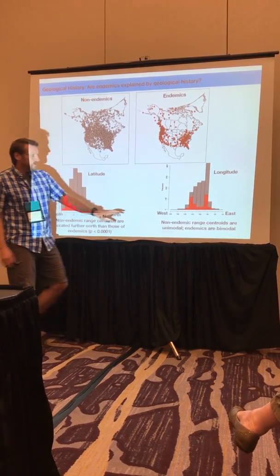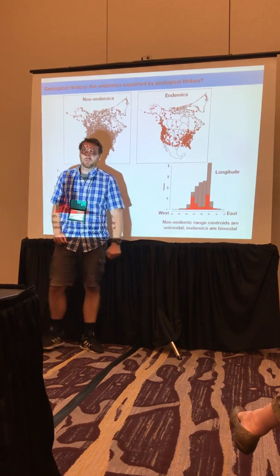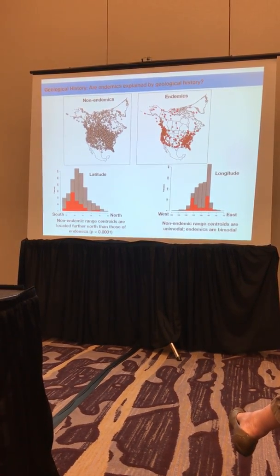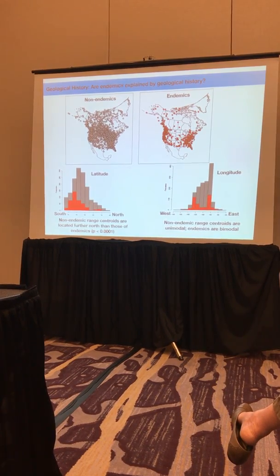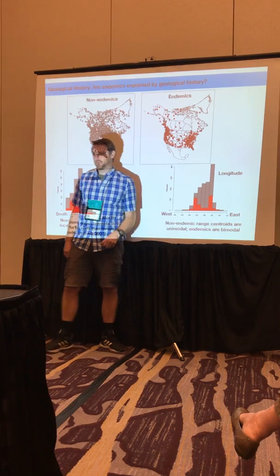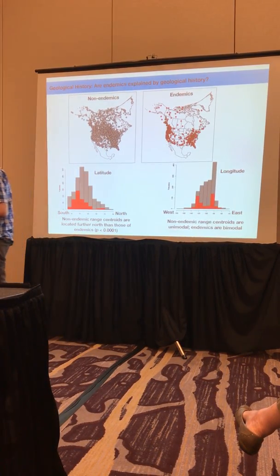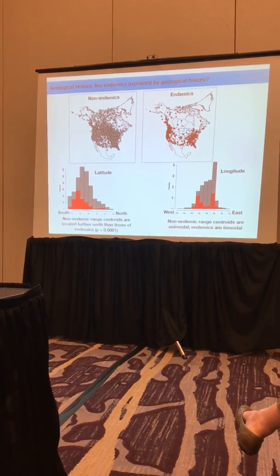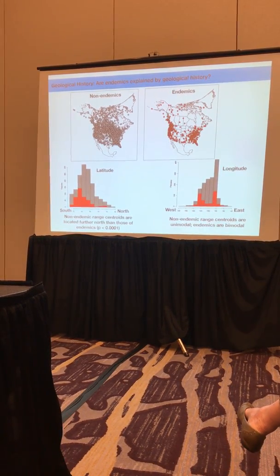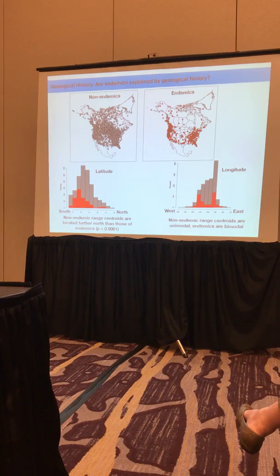And then what I think is even more interesting is this longitudinal histogram. So you see in the non-endemics, it's a unimodal distribution, going from west to east, peaking in the deciduous forests of eastern North America. Whereas the endemics are bimodal. So you have these two really discrete groups of species.